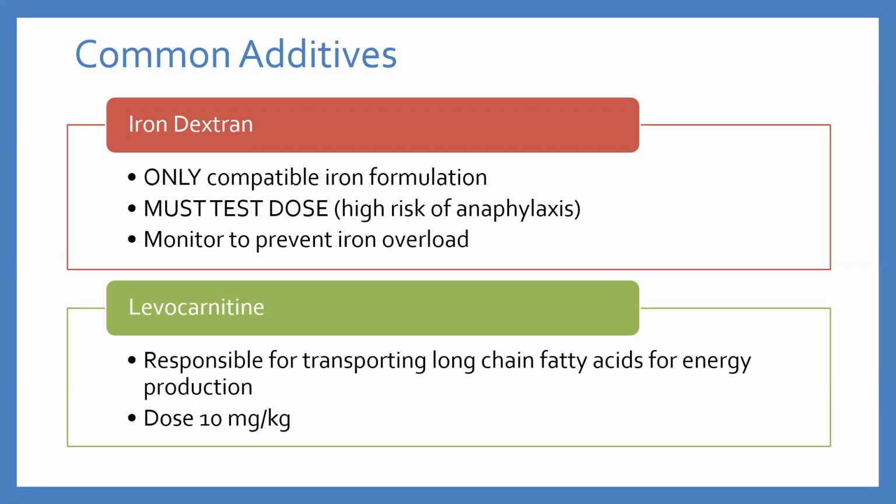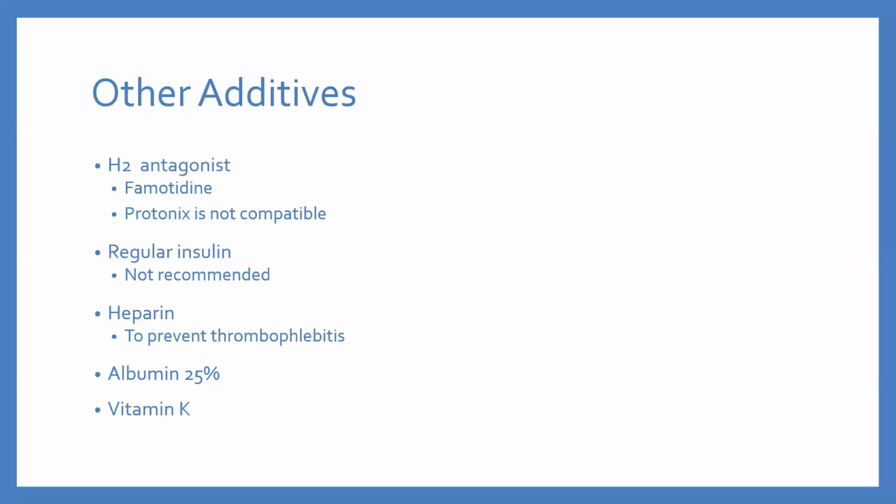Next, we have levocarnitine. Levocarnitine is responsible for transporting long chain fatty acids for energy production. The dose for that is usually around 10 mg per kg. Other additives that you can add to the TPN include your H2 antagonist. Famotidine is the only option. We used to have ranitidine, but of course that's no longer on the market. Protonix is not compatible, so you can only do this one H2 antagonist.